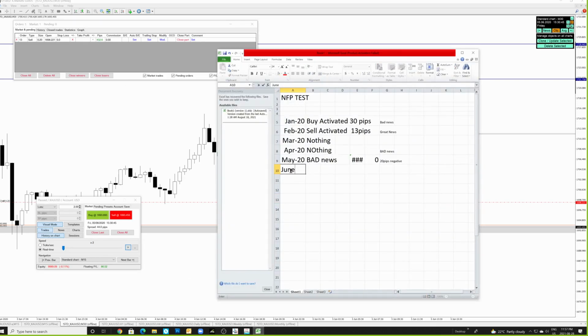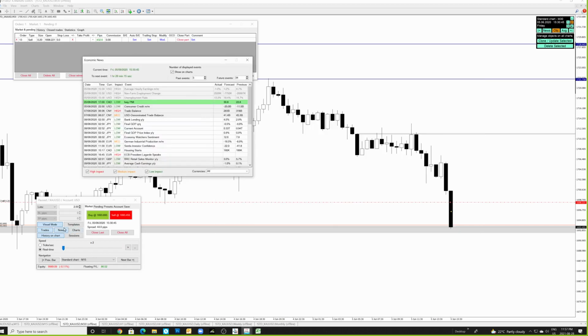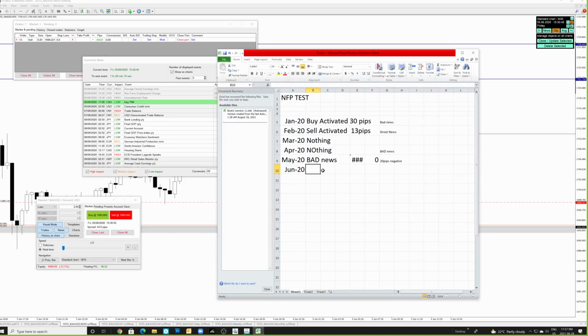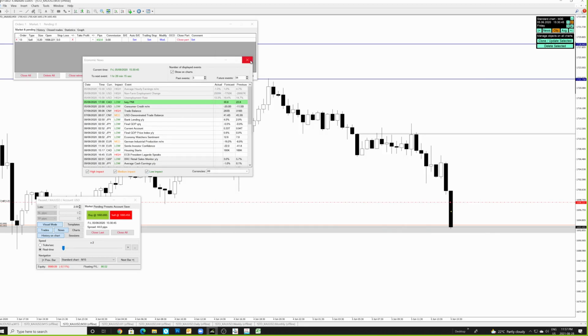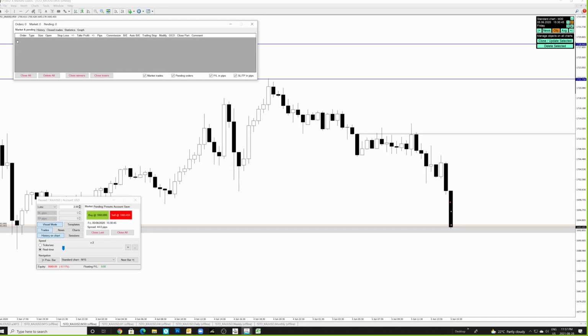This was June 2020. Oh, let's do over here. June 2020. Let's see what the news was. News was actually super good. So price did move down. Awesome, right? Great news. And this was, we'll say, like, you know, let's do 30 pips. You know, give ourselves a little bit of a benefit of a doubt. Close this right here as well.